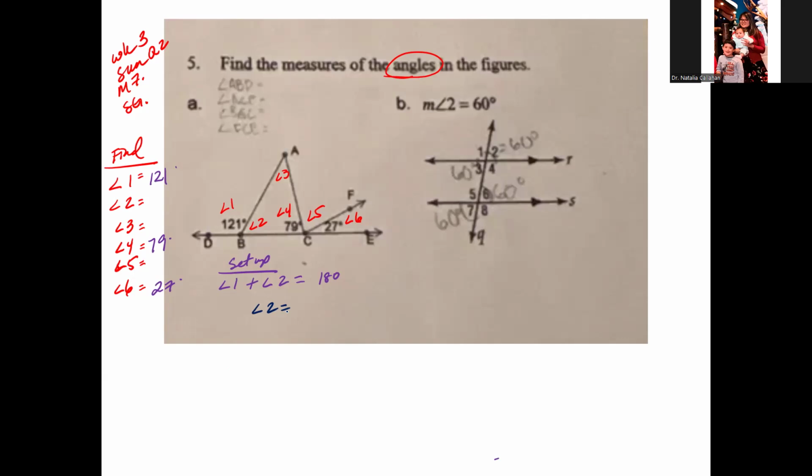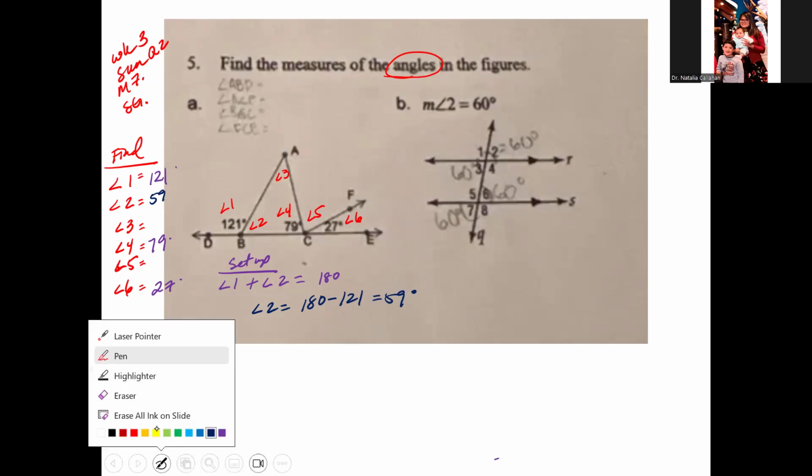Angle 2 is equal to 59. How'd you find that? I subtracted 129 from 180. Good. So we can go back here, 59. Okay, that's one down, right? What other angles can I find now that I have angle 2?